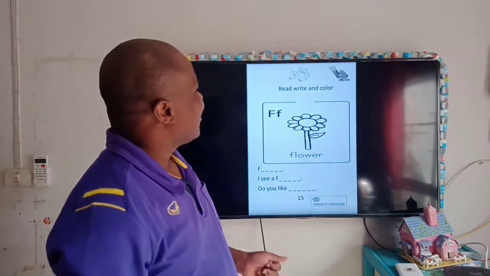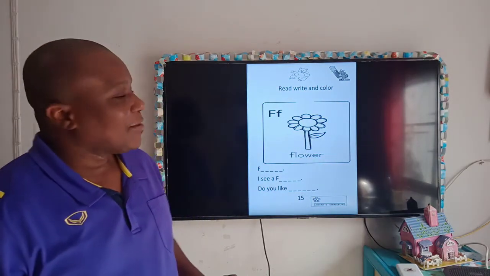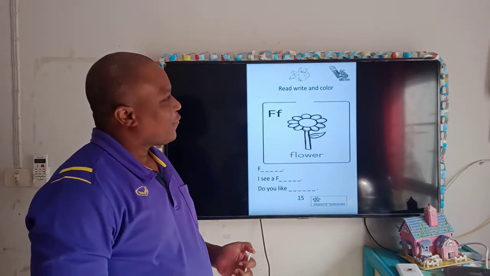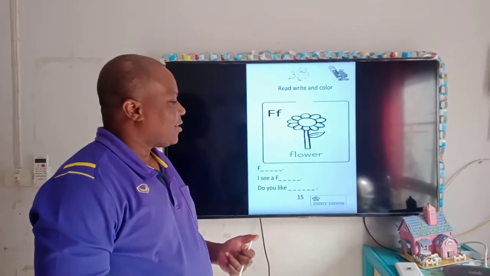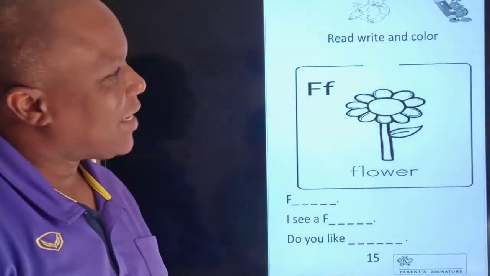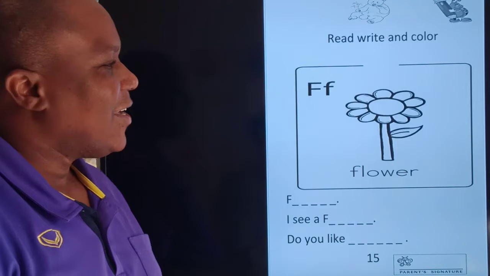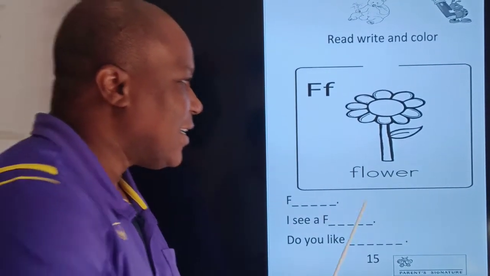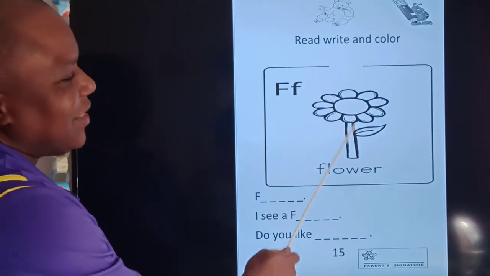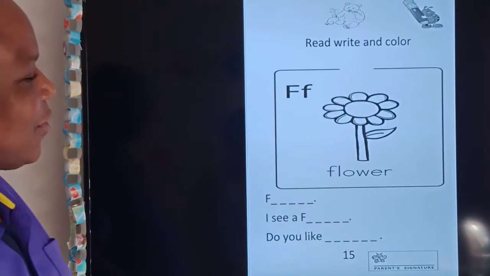So today we are going to continue where we stopped. Today is what? Letter F. The subject is what? English. So I want you to look at these pictures here. Now you can be able to identify this picture. So what is this picture? We are looking at this place. So now this picture is what?